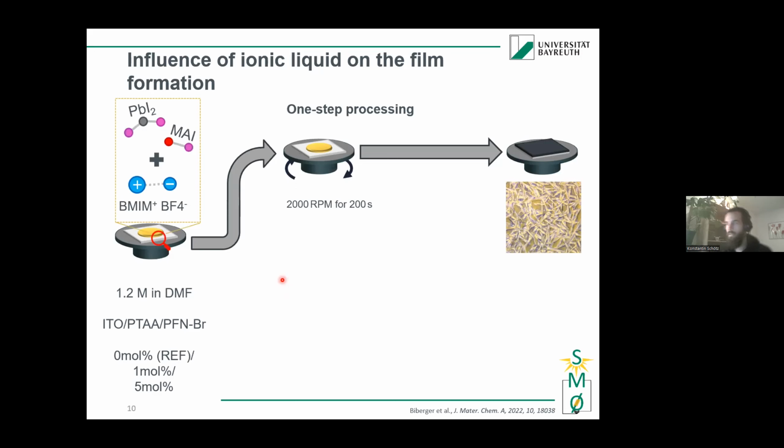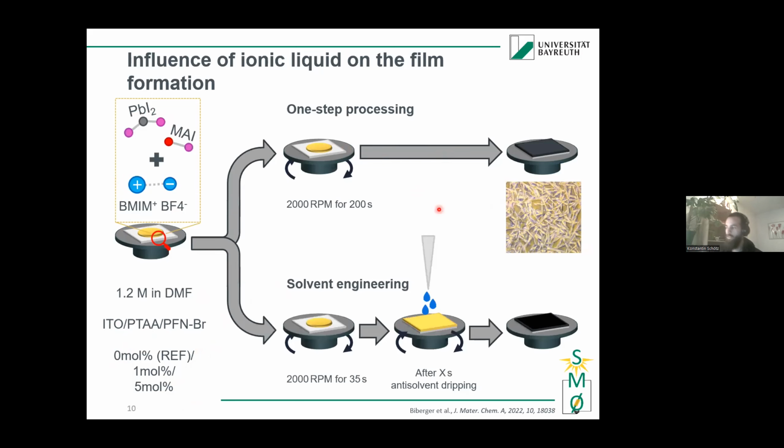And to investigate the influence of the ionic liquid on the film formation, we looked at solutions with different ratios of the ionic liquid. And since with the one-step processing we get these not so nice films, we also had a look at the solvent engineering method. The solvent engineering method is a modification of this one-step processing, where the formation of the solvent complex phase is inhibited by adding a so-called anti-solvent after certain times, which forces the adducts to crystallize mostly in a very smooth way.